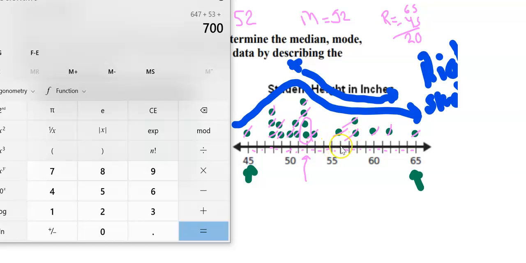Plus we have 56, plus two 58s, plus a 60, plus a 62, and a 65. So our total is 1,059, and we're going to divide that by 20 because it's an average. You have to add them all up and then divide by the number of dots that we see. So 1,059 divided by 20, and our answer is 52.95.